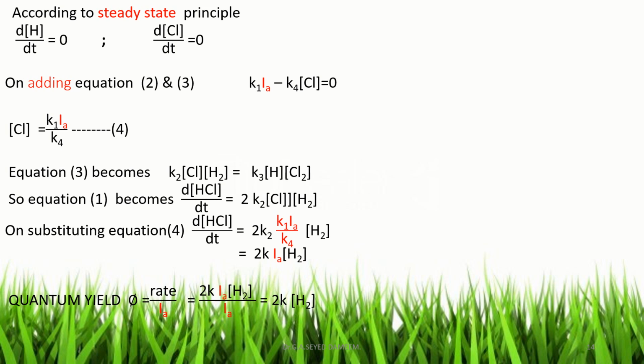Okay. Next there is a term, quantum yield. Quantum yield is the term used to express the yield of the reaction. For that we have an equation: rate divided by Ia. So quantum yield phi is equal to rate divided by Ia, and the rate of the reaction is 2K Ia [H2]. On substituting the rate in this quantum yield equation, we get 2K Ia [H2] divided by Ia, which is equal to 2K[H2] by cancelling Ia. So this is the quantum yield of the combination of hydrogen and chlorine to form HCl photochemically.